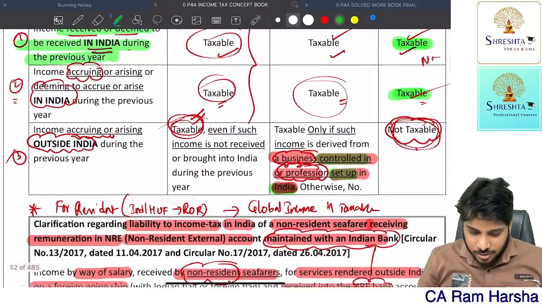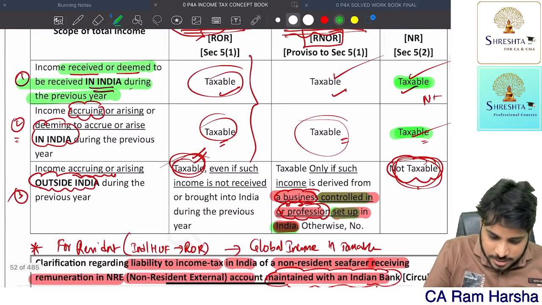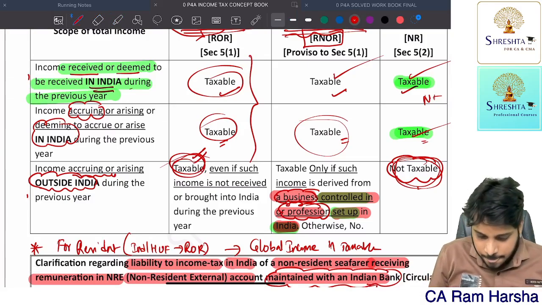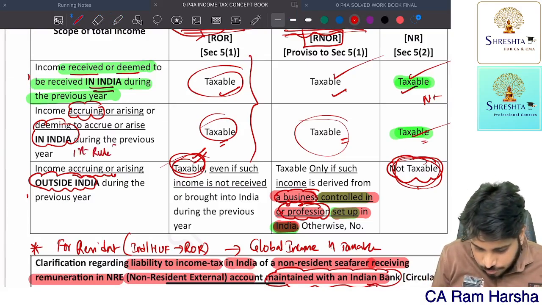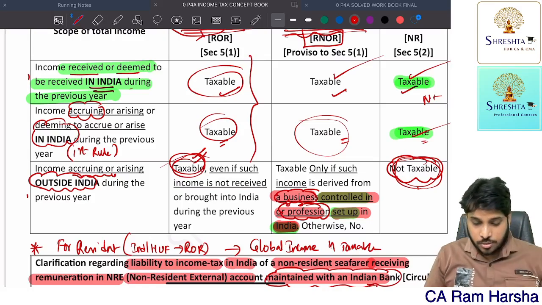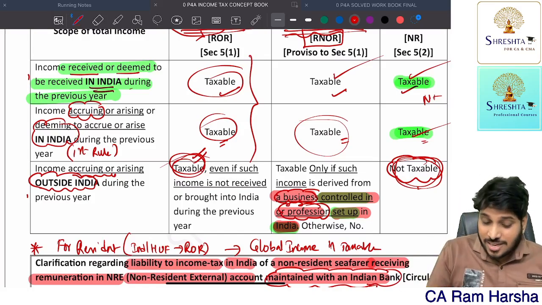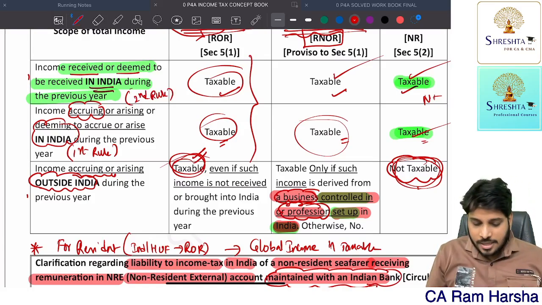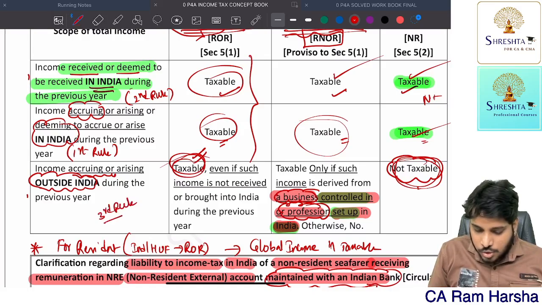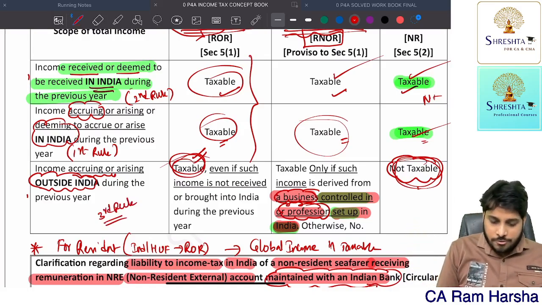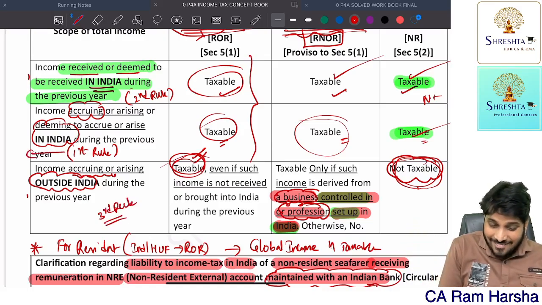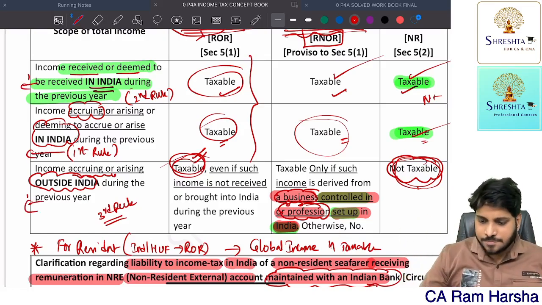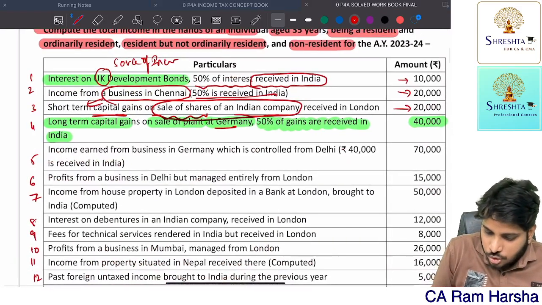For your better understanding, these are the rules. When you are solving, always first apply the source rule. If the source is not in India, then check where it is received. That is the second rule. If receipt is also not in India, then the third rule will apply, and whatever the third rule says, that is what we follow. So first apply the source rule, then the receipt rule, then the final residuary rule.